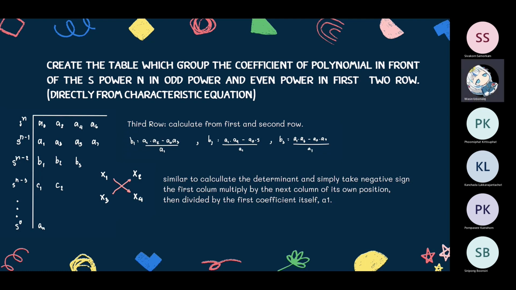divided by A1. B2 equals A1 times A4 minus A0 times A5, divided by A1. B3 equals A1 times A6 minus A0 times A7, divided by A1. Similarly, calculate the determinant and subtract: take the negative sign, the first column multiplied by the next column of its own position, then divide by the first coefficient itself, A1.